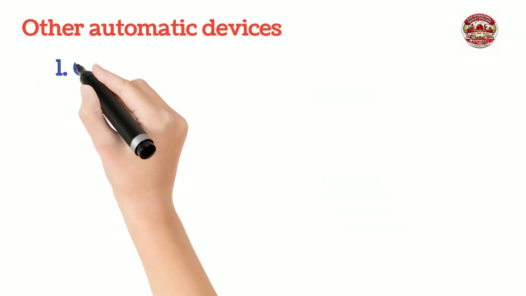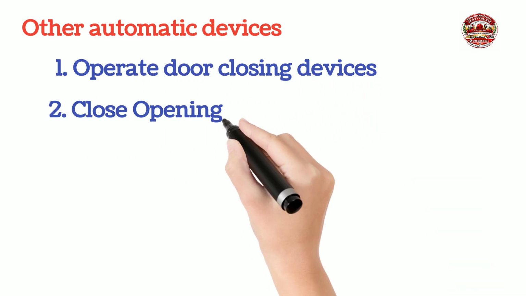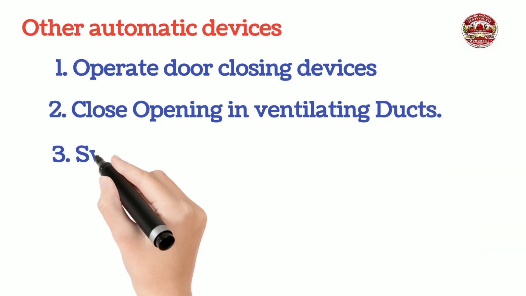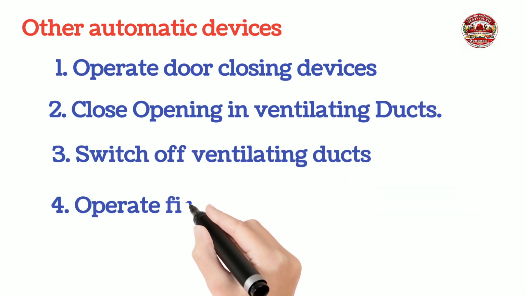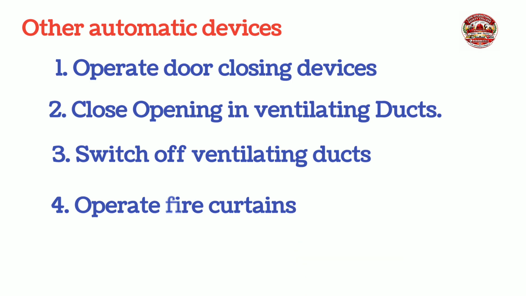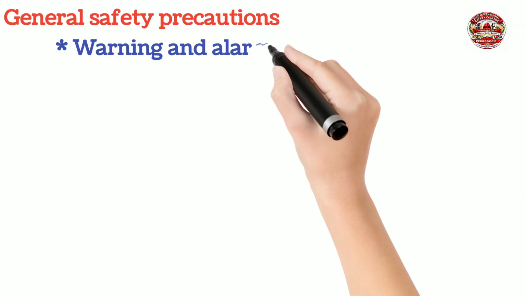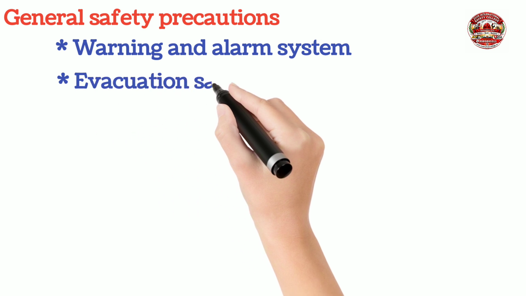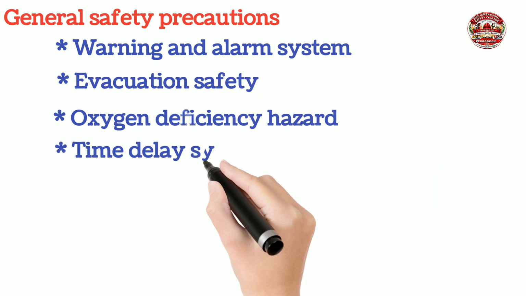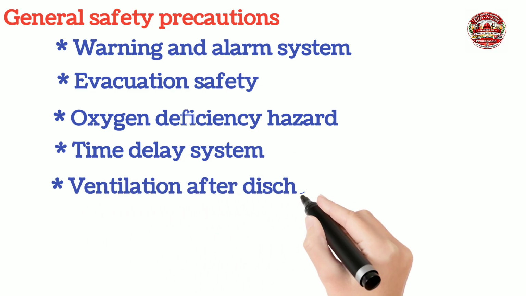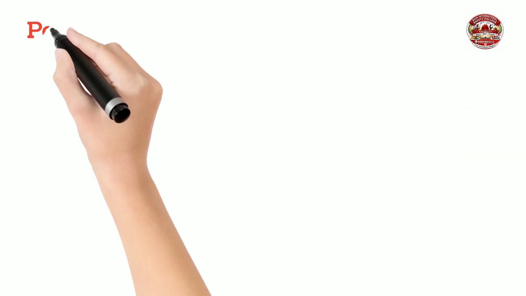Other automatic devices: 1. Operate door closing devices. 2. Close opening and ventilating ducts. 3. Switch off ventilating fans. 4. Operate fire curtains. General safety precautions: warning and alarm system, evacuation safety, oxygen deficiency hazard, time delay system, ventilation after discharge, cylinder safety.